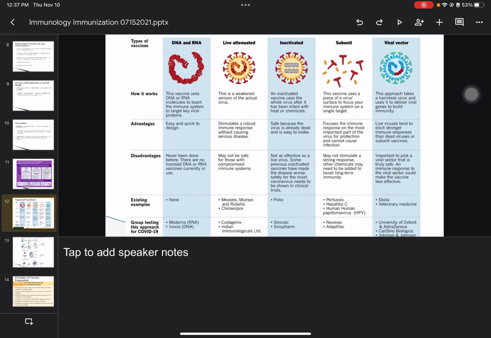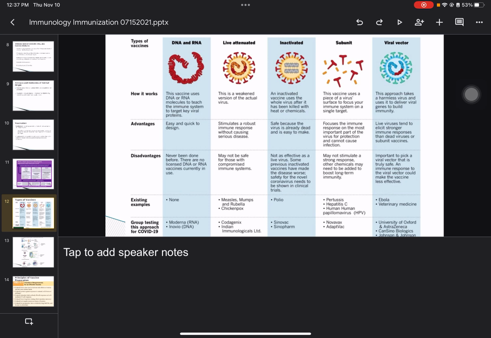So if this is the cell, and this is the only thing that gets put into our bodies, the immune system will recognize that as non-self, it'll make antibodies against it, and then it'll attack these things. And if you attack this part of whatever it is, it's still not gonna work. Pretty cool stuff, right?